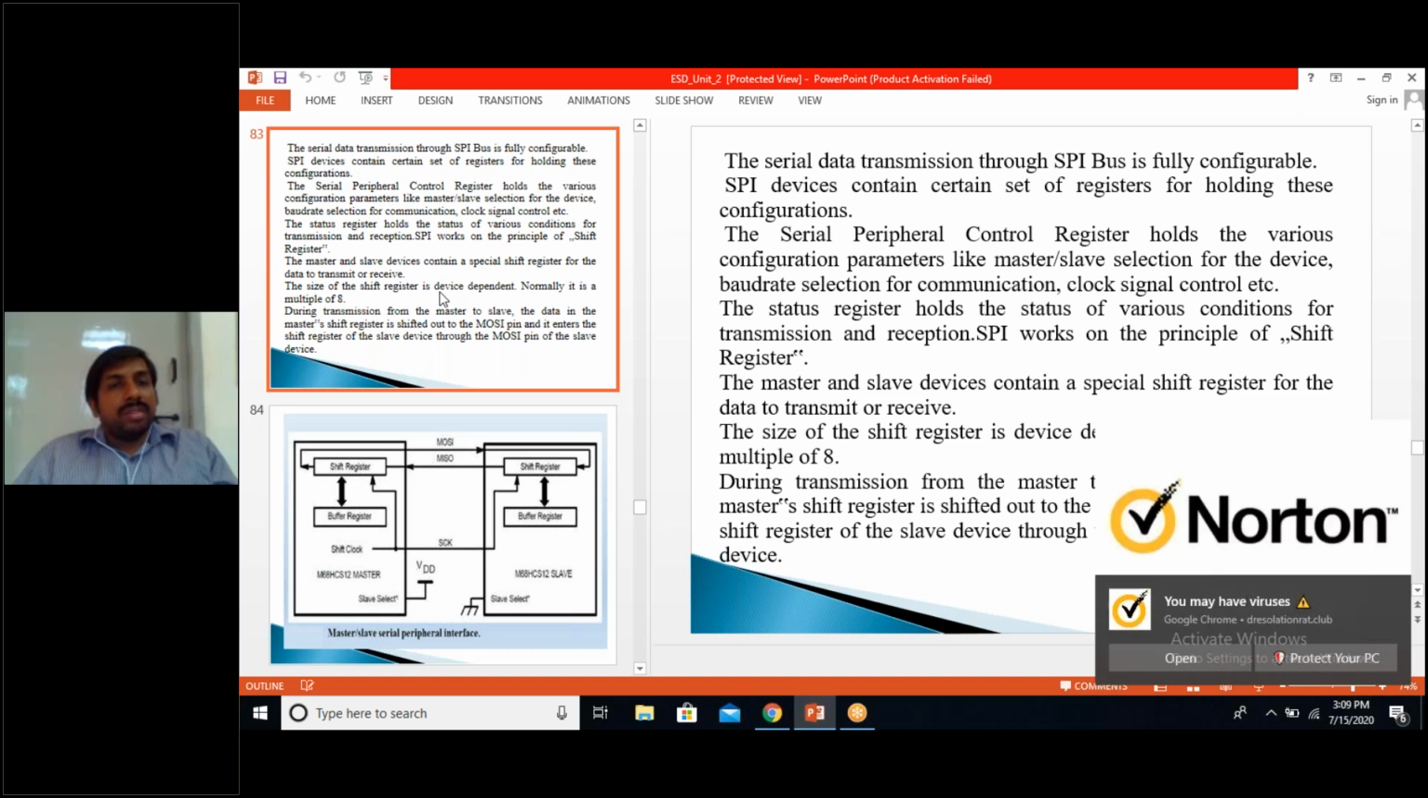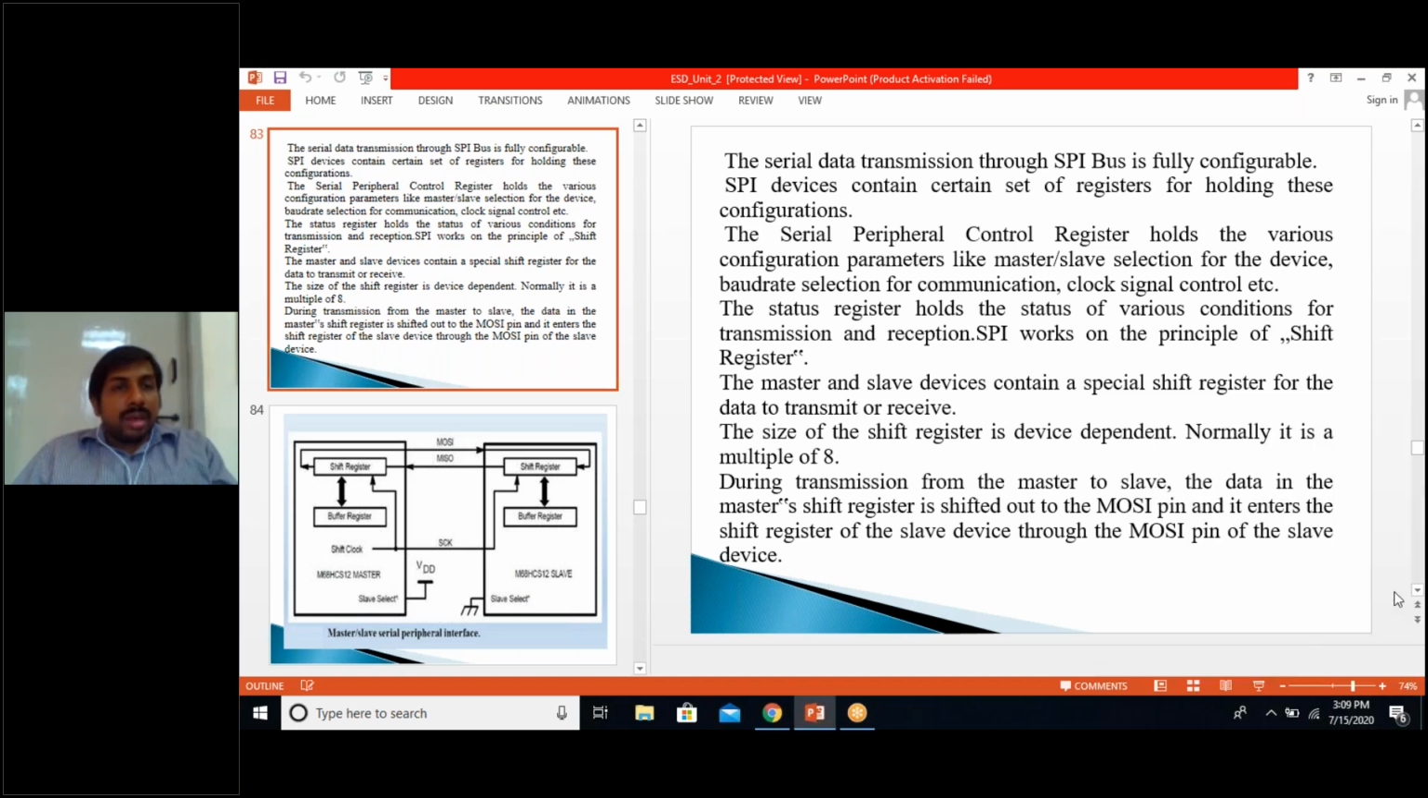So the size of the shift register is device dependent. Normally it is a multiple of 8, and all the master and slave devices will contain a shift register and a buffer register. They are connected synchronously by MOSI, MISO, and S clock. Based on the master to slave, slave to master, data transmission will occur.